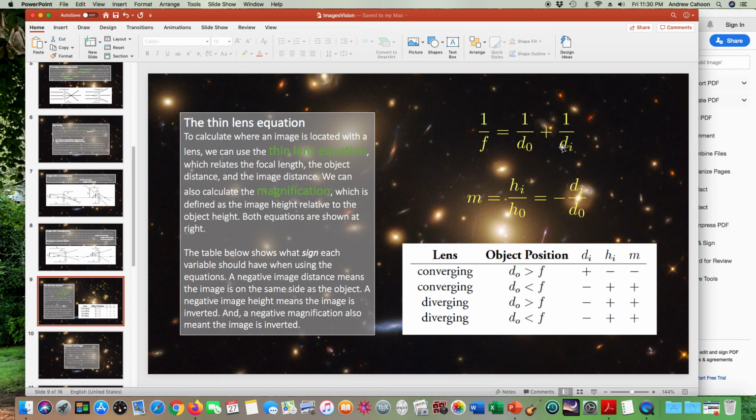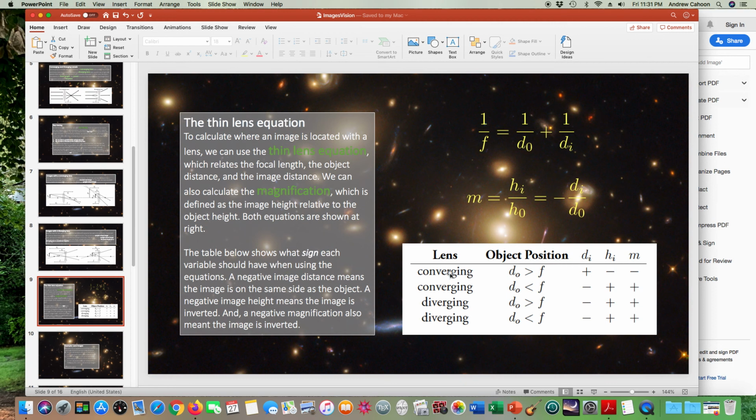Fairly simple. There are 3 different variables that we could be plugging in, and in any problem you could be solving for any one of those 3. What makes it a little bit tricky is that sometimes these numbers can be negative, and that's what we have this table here for, to keep reminding us of what quantities could be negative.